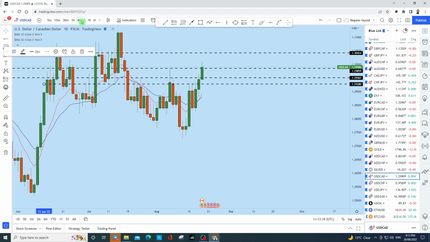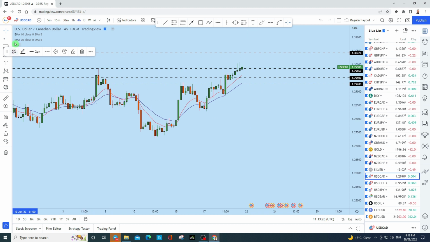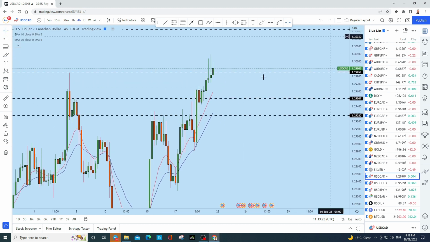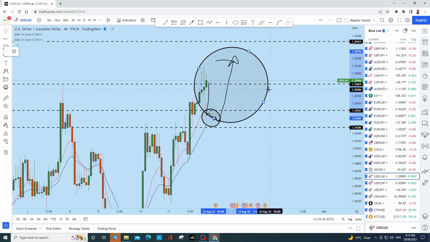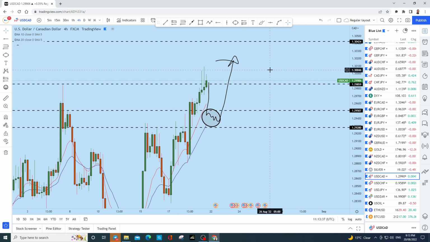If you look at the 4-hour time frame, this is where we'll be considering longing. Probably this zone will be the best place for longing on USDCAD after a considerable retracement to the downside. From this zone we'll consider looking for a bullish setup with our students with a high risk to reward ratio.